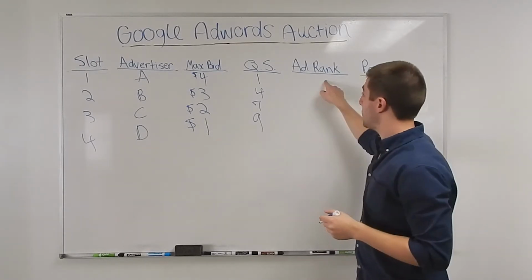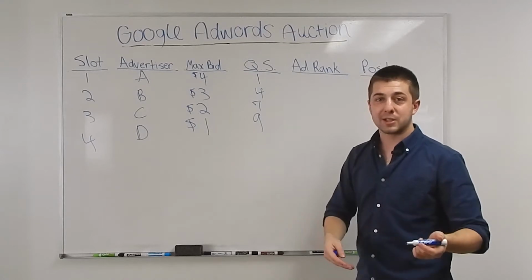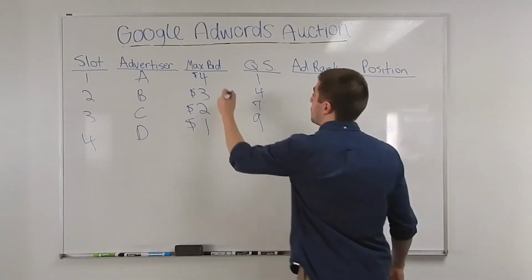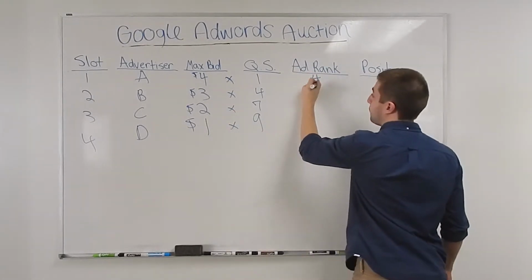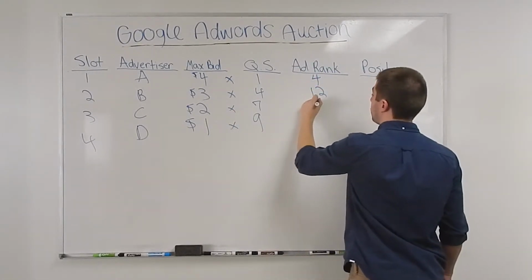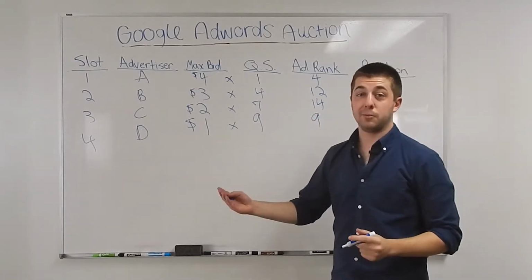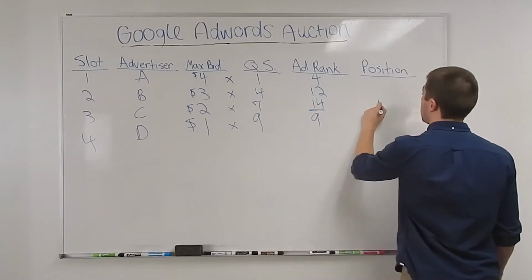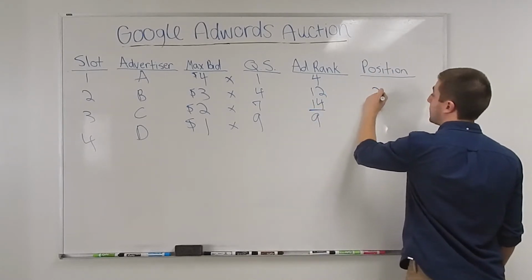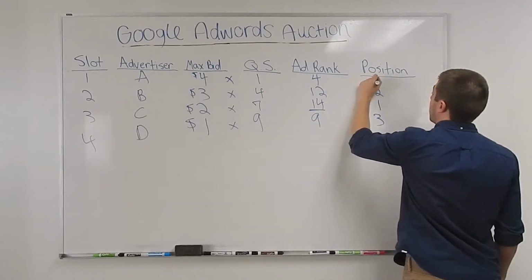The way that you're going to get your ad rank, which is basically like an accumulated score based off of your max bid and your quality score, you're just going to multiply your max bid by your quality score. So here you're going to get an ad rank of 4, 12, 14, and 9. So the higher your ad rank, the higher your positioning is going to be in the search results. So in this case, advertiser C is going to get the top spot, advertiser B is going to get the second, advertiser D is going to get the third, and advertiser A is going to get the last.